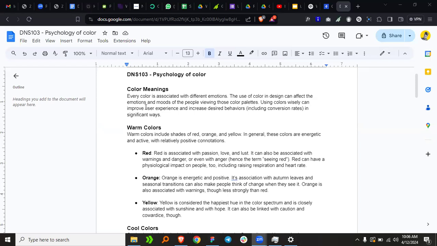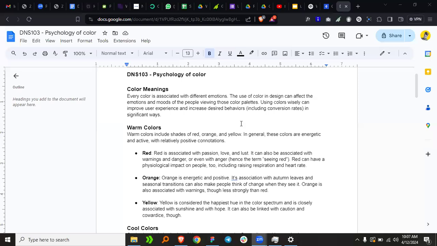So no matter how difficult the design was, or how useful it is, if you use the wrong color, especially if the color has a bad meaning to the demographic of people that will use the product, then it will absolutely ruin the product. They said every color is associated with different emotions. So the use of color in design can affect emotions and mood of the people viewing the color palette. Color evokes emotions, right? They said using colors wisely can improve user experience and increase desired behavior, including conversion rates, in significant ways.